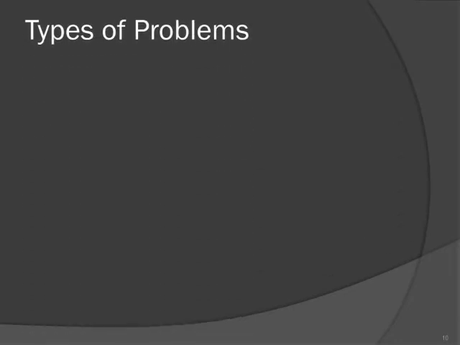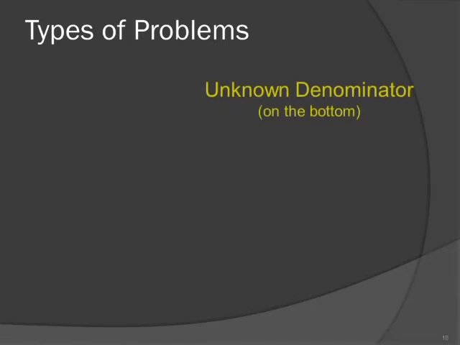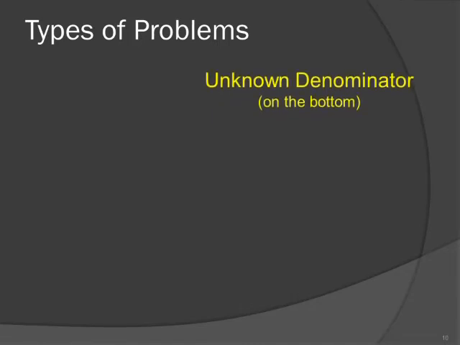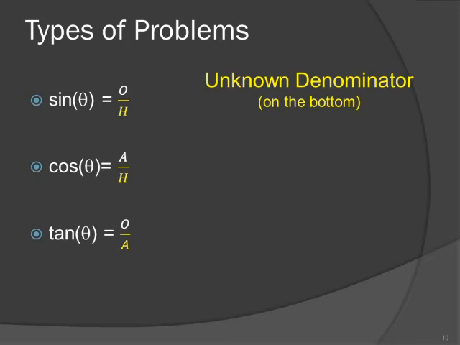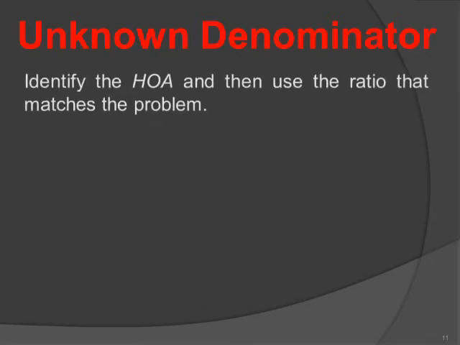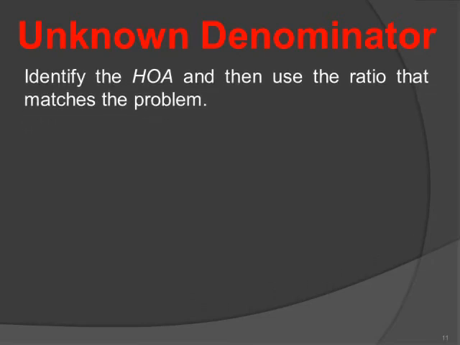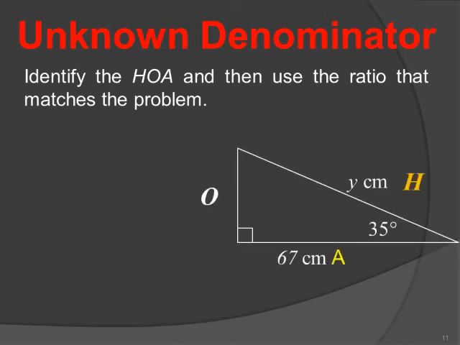Let's go back to our types of problems. Again, we're looking at sides. Here we're looking at unknown denominator. In other words, the denominator is the thing on the bottom. So in sine, we've got the h that is missing. With cos and tan, we have h with the cos and a with the tan. So, unknown denominator. Identify the h, the o, and the a for the angle that you've been given. That's the first step.